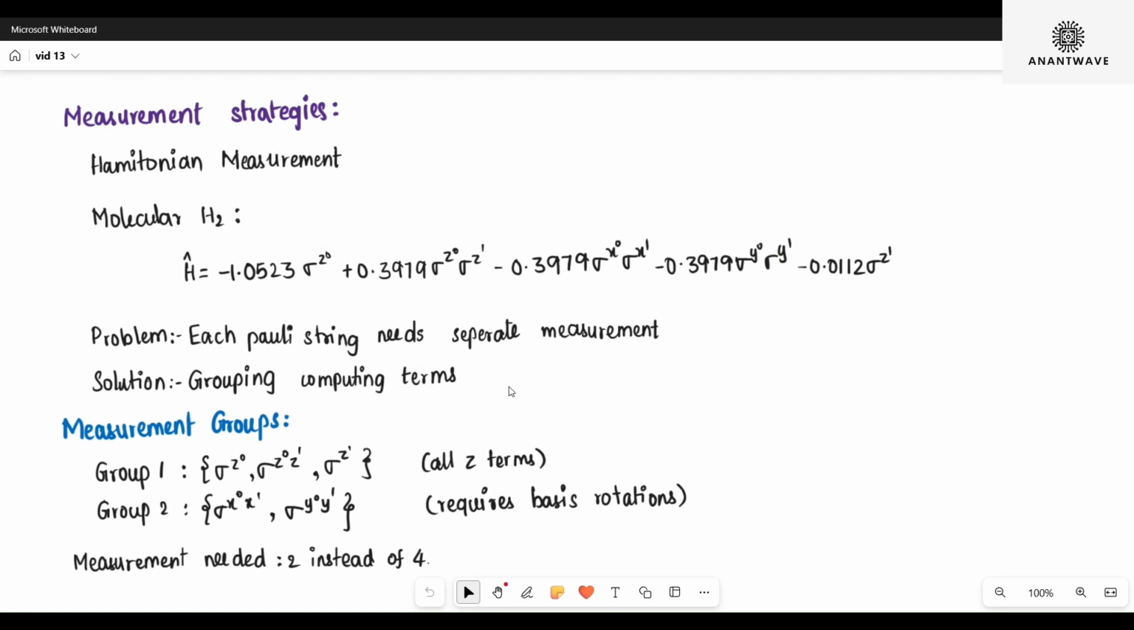The solution is to group terms that commute, which means they can be measured together because they share the same basis. So, instead of measuring each term one by one, we group them smartly. Group 1, all terms that involve only Z operators, these can be measured in the standard computational basis, no basis change needed. And then group 2 involving X and Y operators. For this, we apply a basis rotation using quantum gates before measuring. This way, instead of making four separate measurements, we only need two measurement groups, which is more efficient.